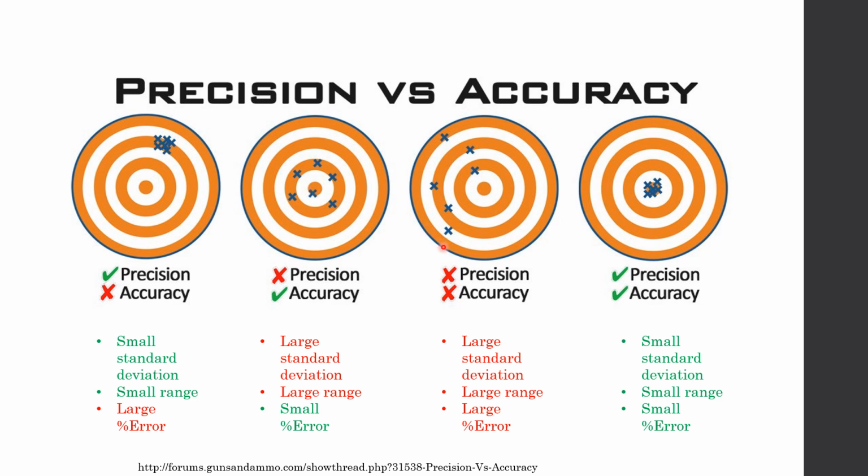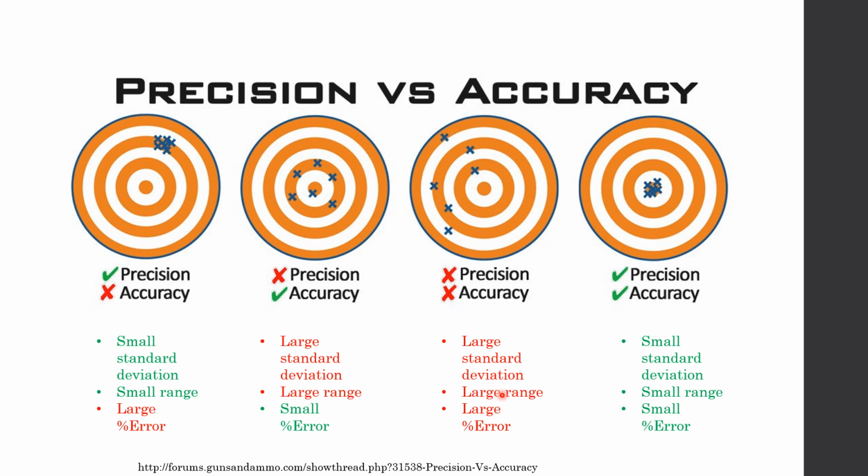Now, if everything goes wrong, which is exactly what we don't want in the lab, we have low precision and low accuracy. So we've got a huge spread. None of these are close to the bullseye. So that means we have a large standard deviation, large range, and large percent error.